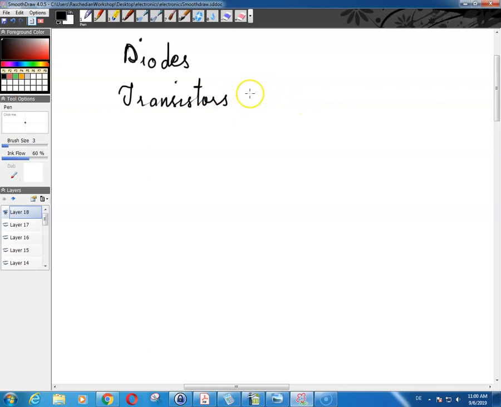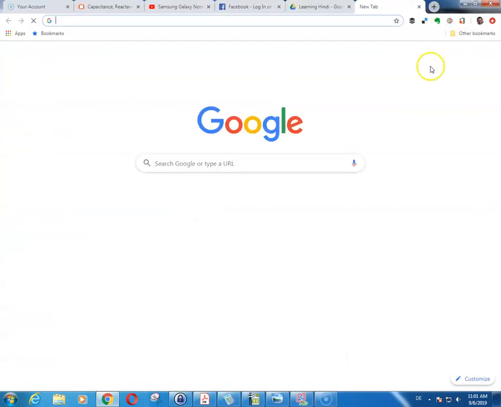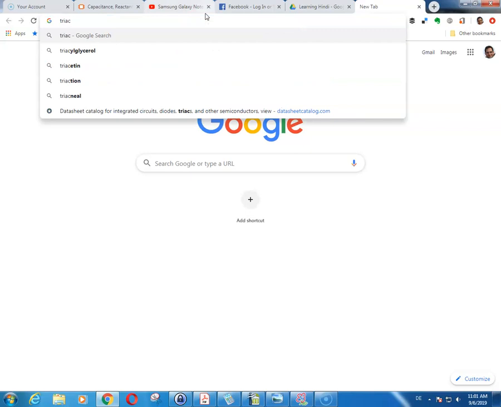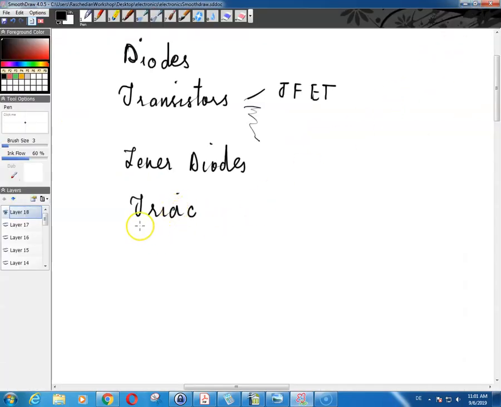There are JFET transistors, junction field effect transistors. There is the ordinary type of transistors, and so on and so forth. You have Zener diodes, which you can say are some type of diode, but a little bit different. There are triacs, and you have thyristors.